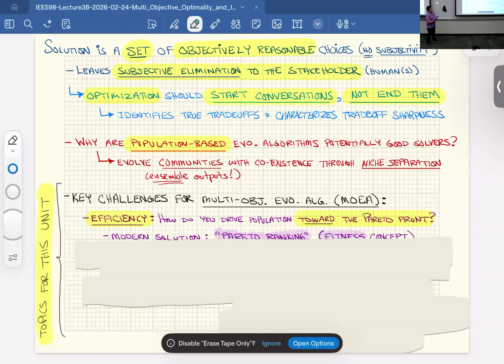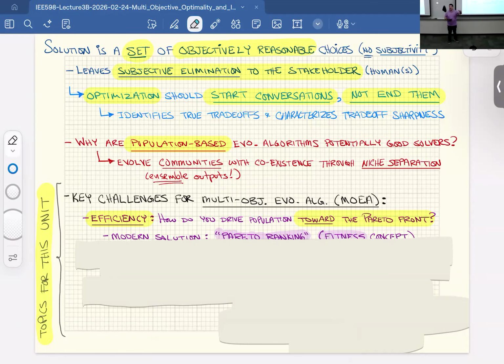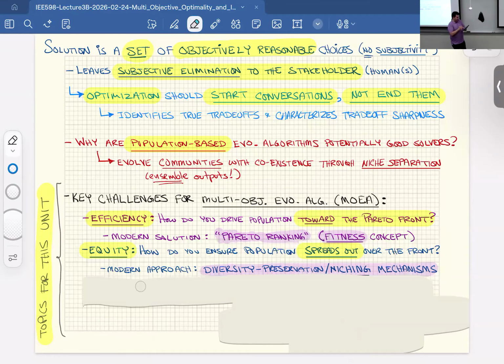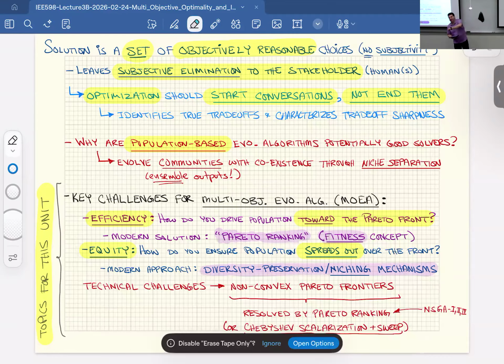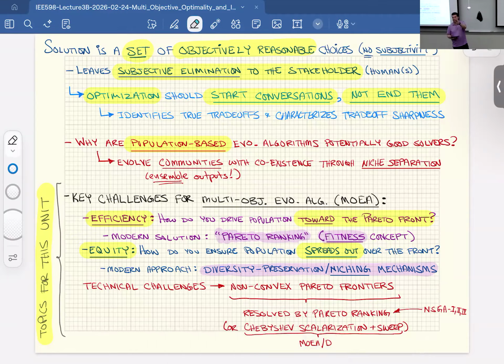The key challenge here will be trying to get that population to move toward that front. What is the right fitness concept that drives a population toward a set attractor, not a point attractor? How do we define fitness? And then on top of that, how do we try to get spread out along that set so we're not finding one point on the Pareto frontier, but the whole Pareto frontier? These are the challenges that we're going to solve as we look towards these multi-objective evolutionary algorithms.